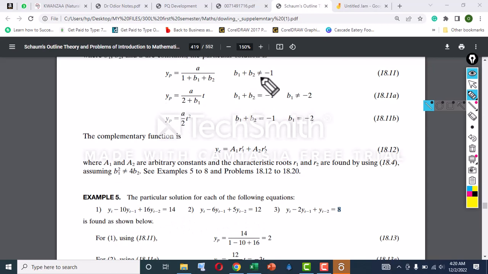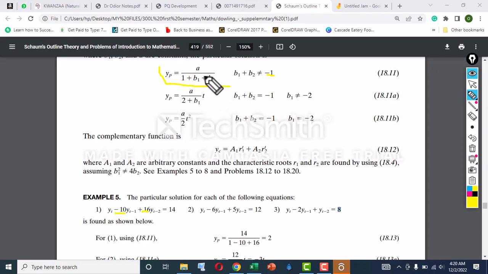So you have to check if B1 plus B2 is equal to minus 1 or not. What was our B1? Minus 10. What was our B2? 16. So minus 10 plus 16 is actually 6. So this is not equal to minus 1. So we can use this formula. We are good to go with this formula.